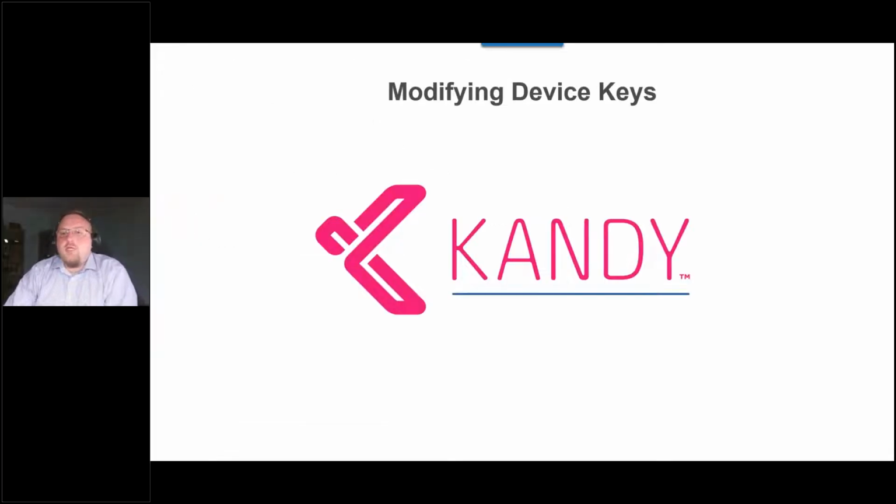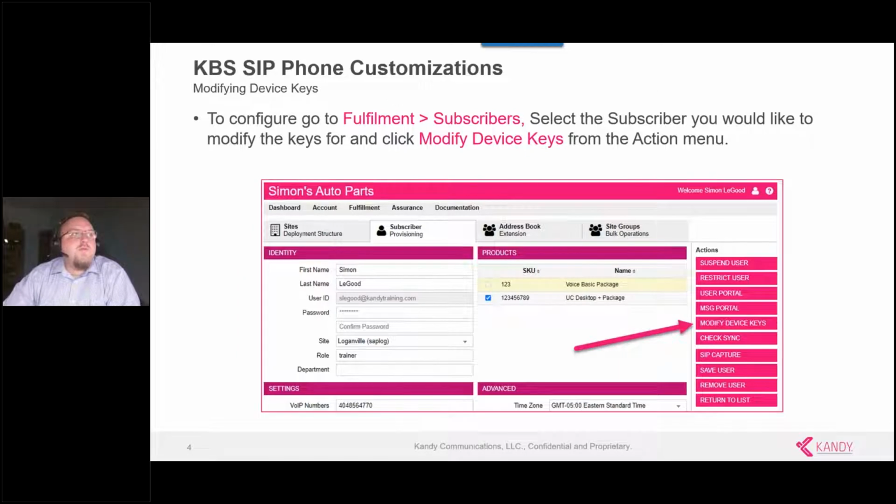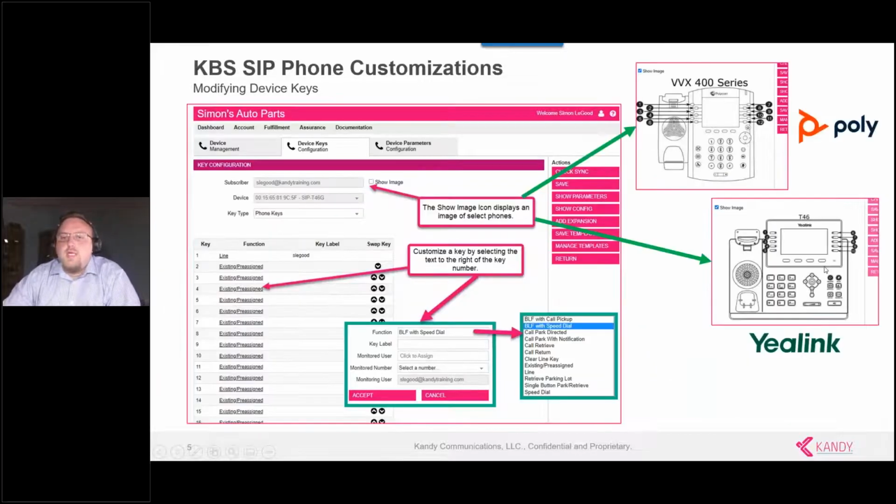All right, so the first thing that we're going to look at is modifying device keys. To modify device keys, you're going to go into fulfillment and then into subscribers. You're going to then locate the subscriber that you want to modify the button configuration on the phone for. Over on the right-hand side, you'll see there's a modify device keys button. When you do click into this, it is going to bring you into a screen that looks like this.